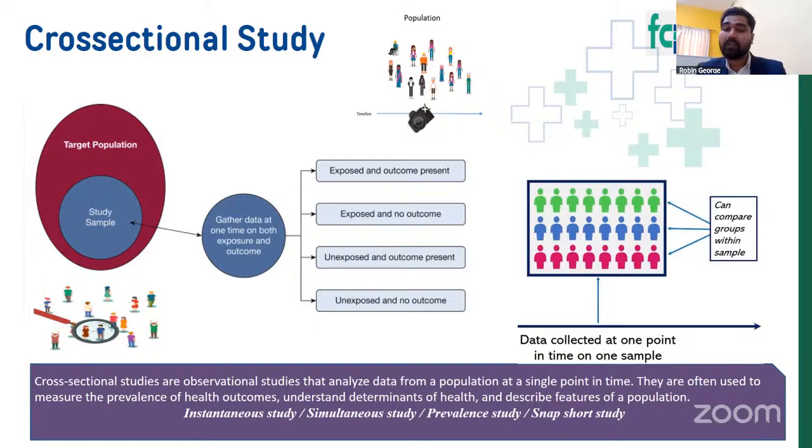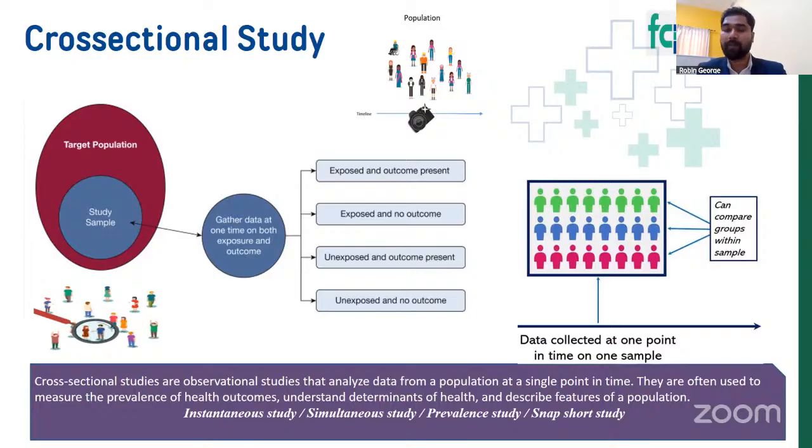In those 10,000 people, 2,000 people are exposed, which means obese. And out of that, 1,500 have diabetes. That is exposed and outcome present is 1,500. Next is exposed and no outcome, which means obese but no diabetes.